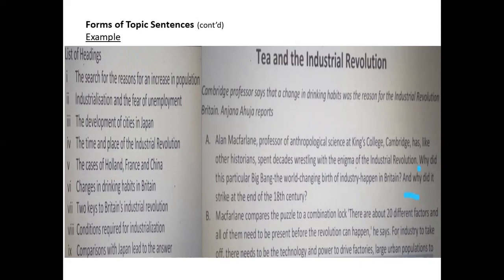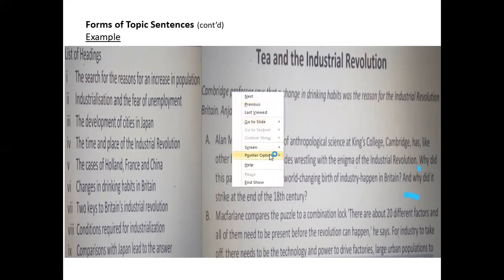Now, we are to find the topic sentence, the heading for paragraph A. We are to find the topic sentence for paragraph A.